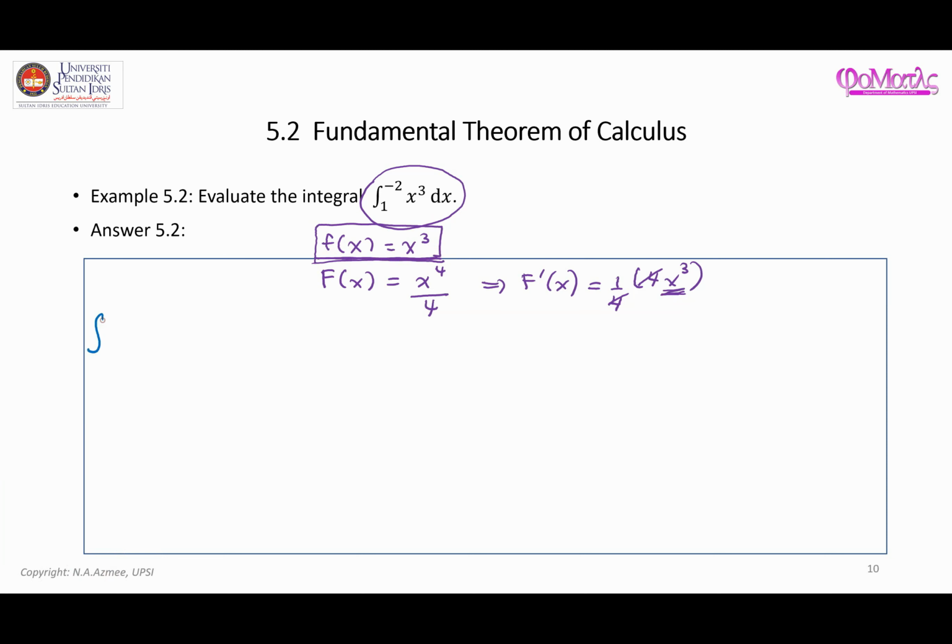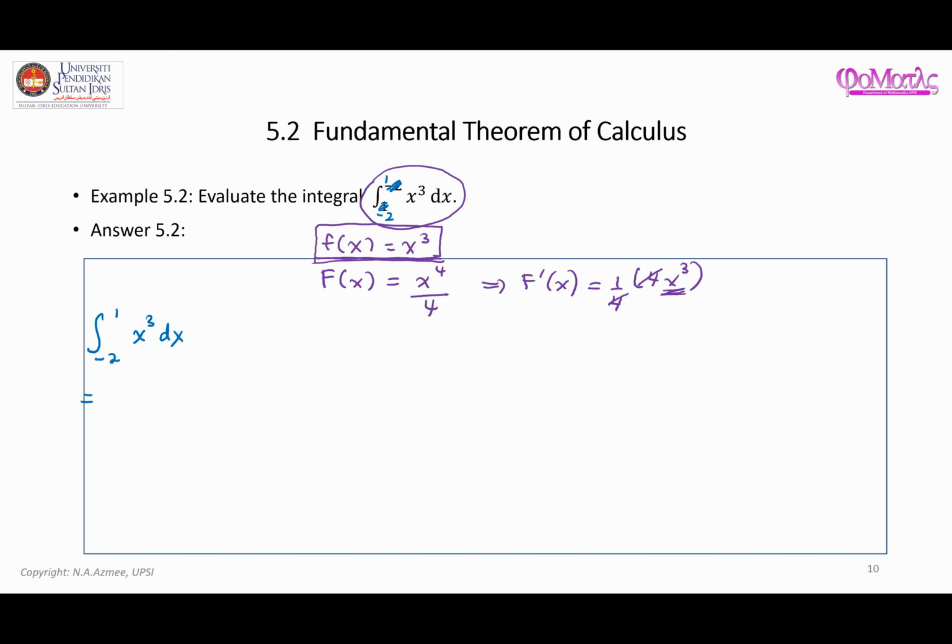So now we have, okay, first of all, I'm sorry, this is wrong. This is supposed to be the other way around. This is supposed to be 1 and negative 2. Negative 2 is the lower limit, 1 is the upper limit. So negative 2, 1, x cubed dx.